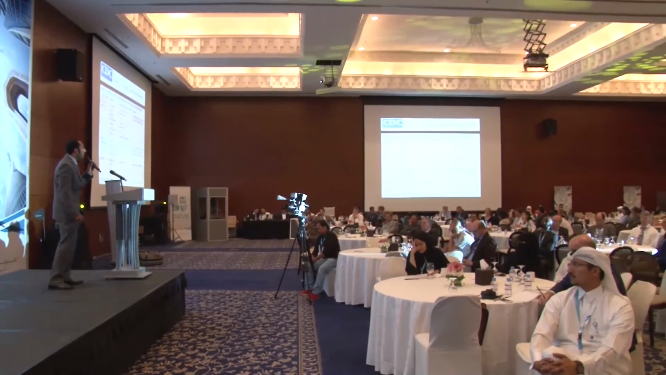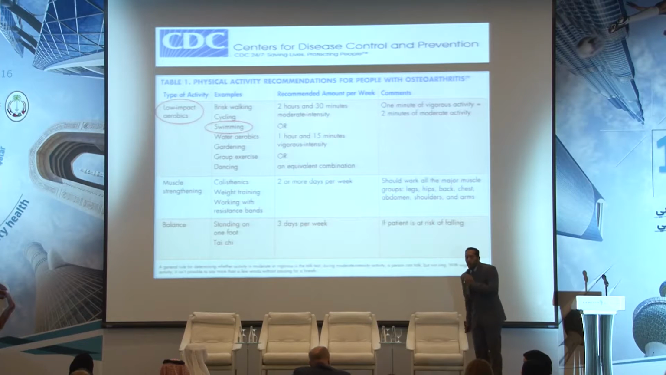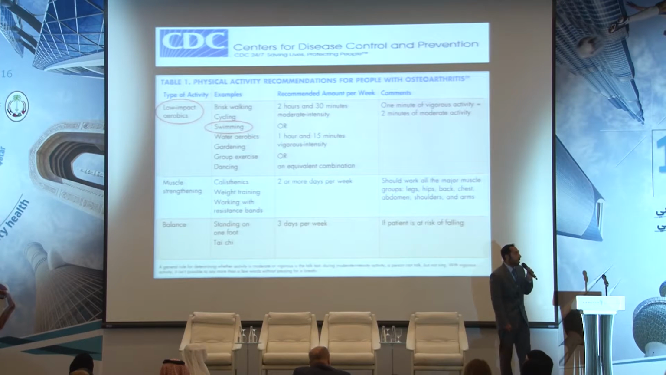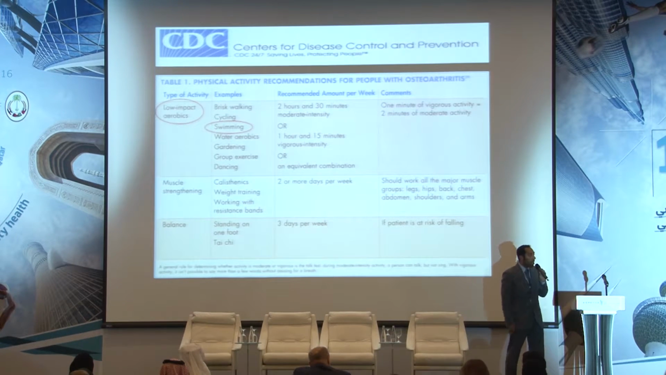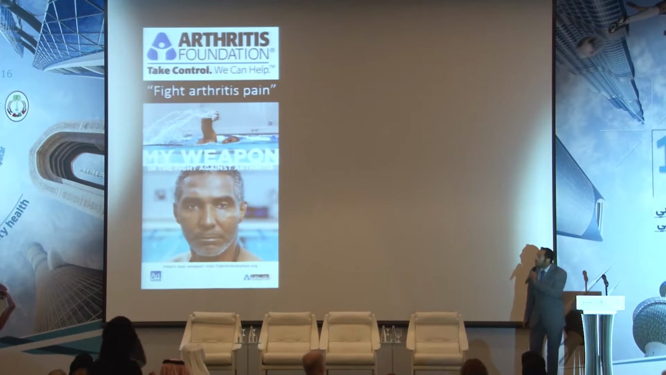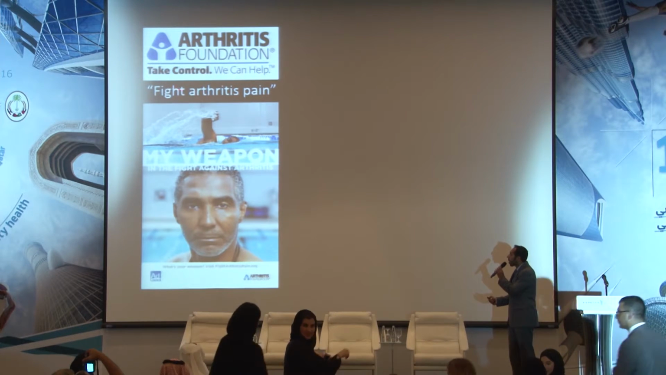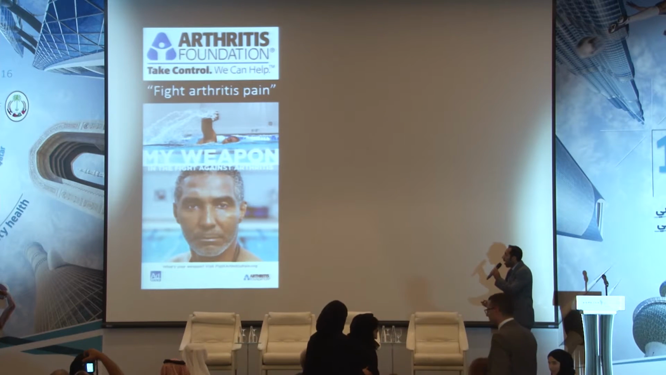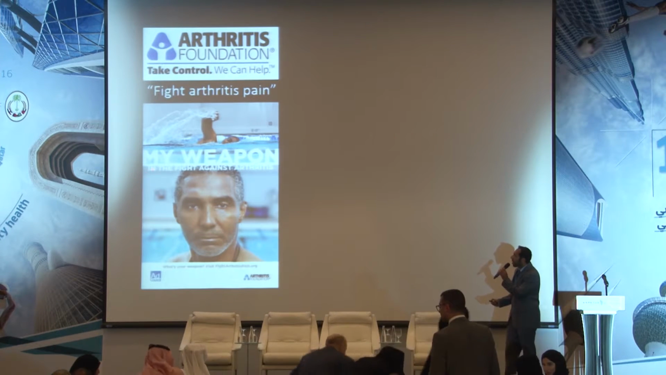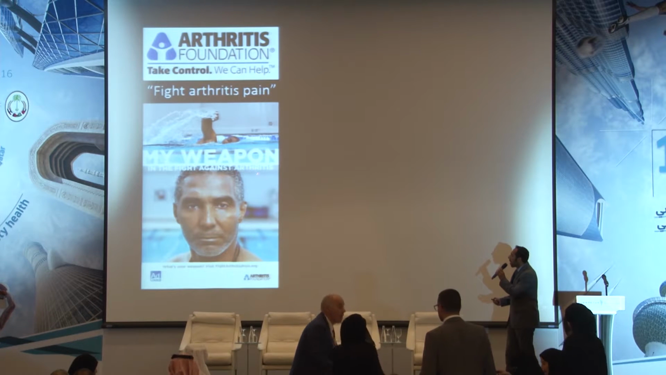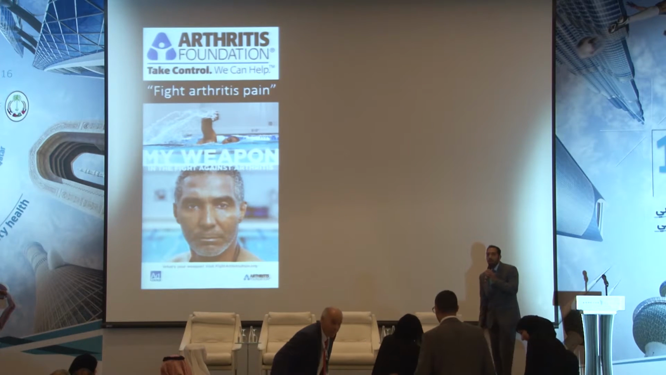Let's see other organizations, such as the CDC. They suggest low impact aerobic exercise, such as what? Swimming. Swimming is one mode of exercise that the American College of Rheumatology as well as the CDC recommended. There is another organization called the Arthritis Foundation. They have a really huge campaign called Fight Arthritis Pain, and you can see online this guy saying, "my weapon in the fight against arthritis," and this guy is swimming.